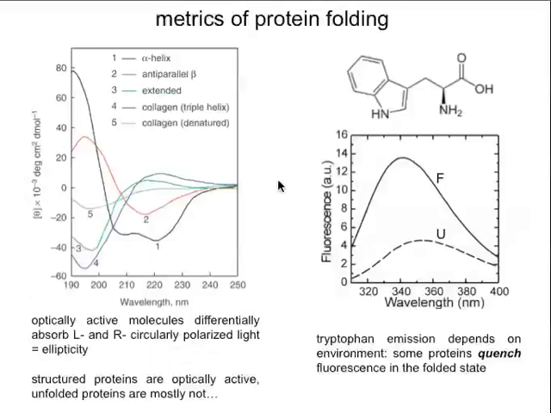So let's look again at these metrics of protein folding. On the left here, we're looking at circular dichroism spectra. Here's wavelength, and this happens to be a complicated metric of circular dichroism. I'll describe it in a minute. Basically, it's the degree of rotation of the radiation. Let's think about this. Optically active molecules differentially absorb left and right hand circularly polarized light. It results in an ellipticity. So this theta here is effectively an ellipticity, or the number of millidegrees of rotation for each particular wavelength.